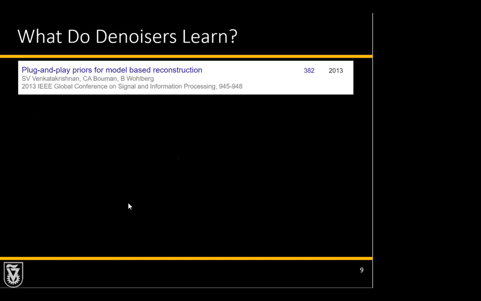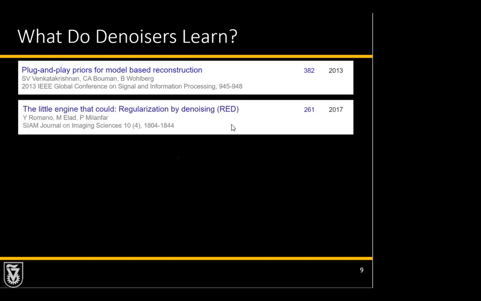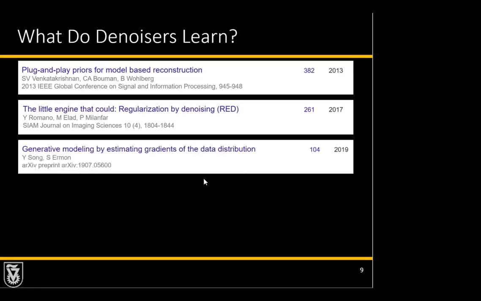Here we will show a few papers that did this. These are, of course, some of many papers that did this. For example, in 2013, the plug and play priors paper used the denoiser in an iterative scheme in order to solve some inverse problems. In 2017, the RED paper from our group, from Miki's group, used the denoiser in a regularization scheme, also for solving inverse problems. As you can see, these are highly influential papers.